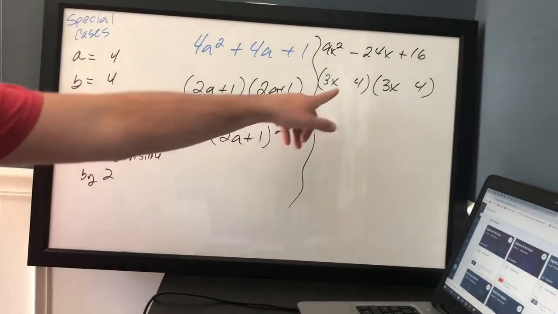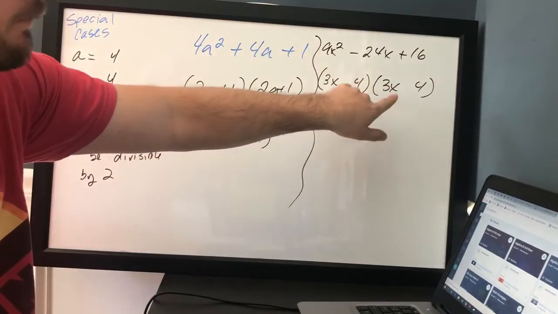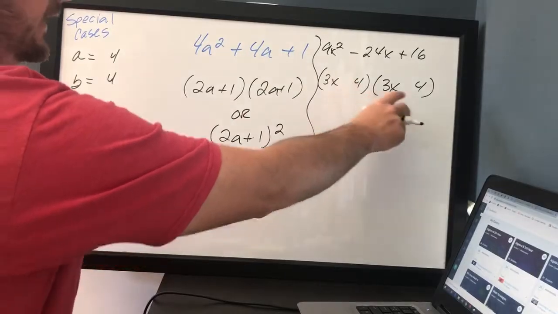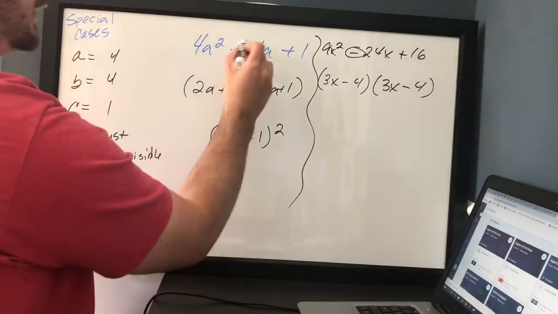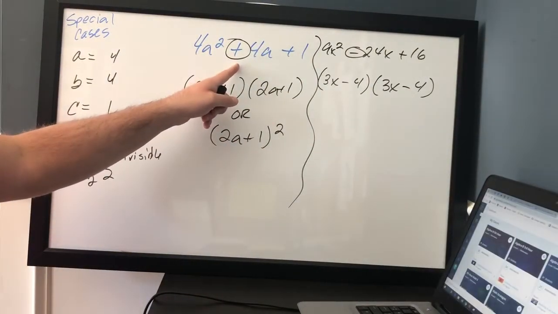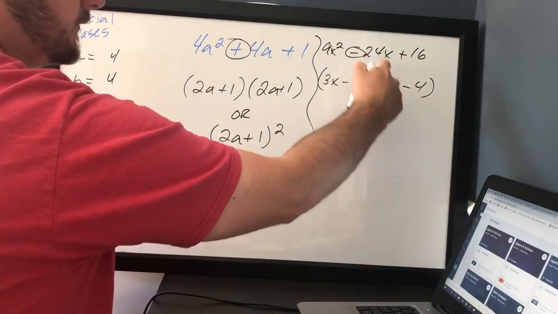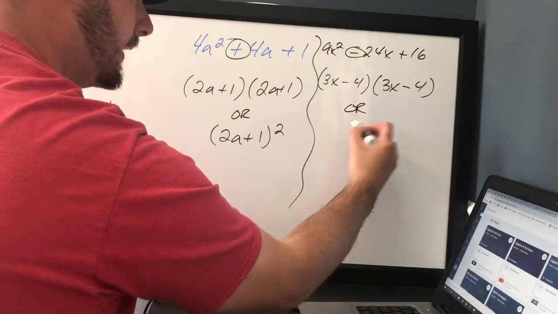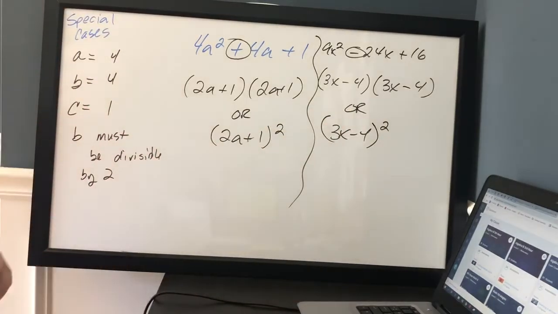But now, what sign do we use here? 4 times 4 is 16. Right? Well, is negative 4 times negative 4 also 16? Well, it is. So whatever sign you're going to get in these, guys, always comes from right here. So in this case, we're using a negative. In this one, it was positive because the middle term, or b, was positive. So 3x minus 4 times 3x minus 4, those are the factors of that trinomial. Or you guys can also write this like 3x minus 4 squared. Okay?